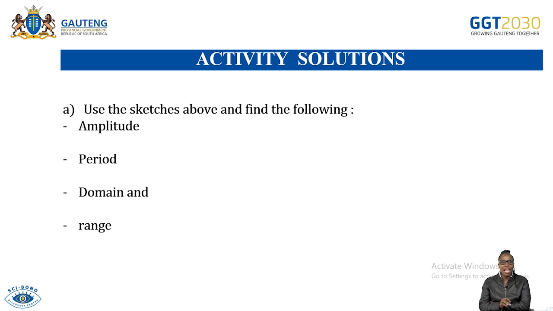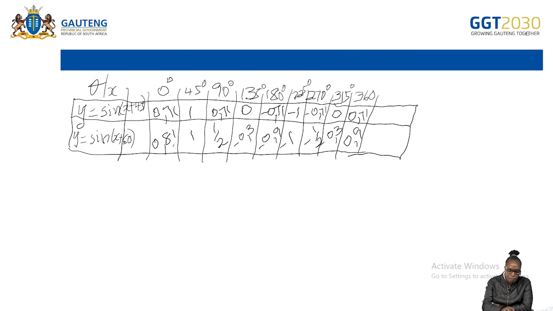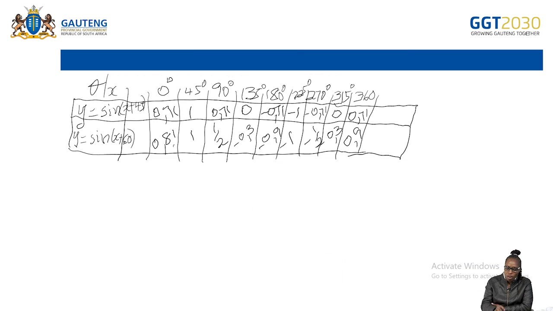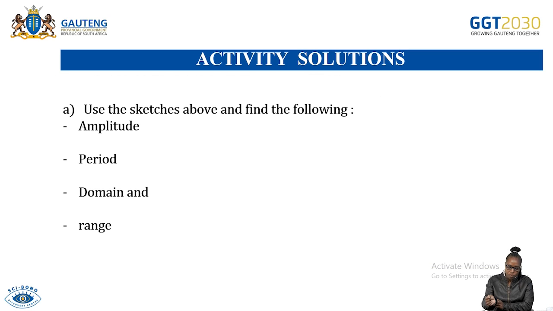Okay, what is the amplitude of the graphs? Both graphs, when you are looking at them, are moving from the maximum of 1 down to the minimum of negative 1. Remember I said amplitude is measured by moving from the origin to the maximum or from the origin to the minimum. So I'm moving a unit up and a unit down. So my amplitude is going to be 1 for both graphs.